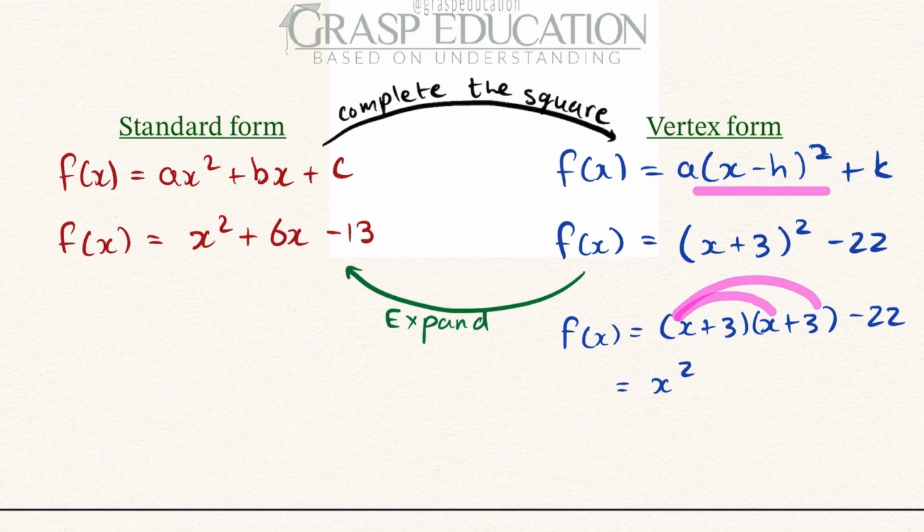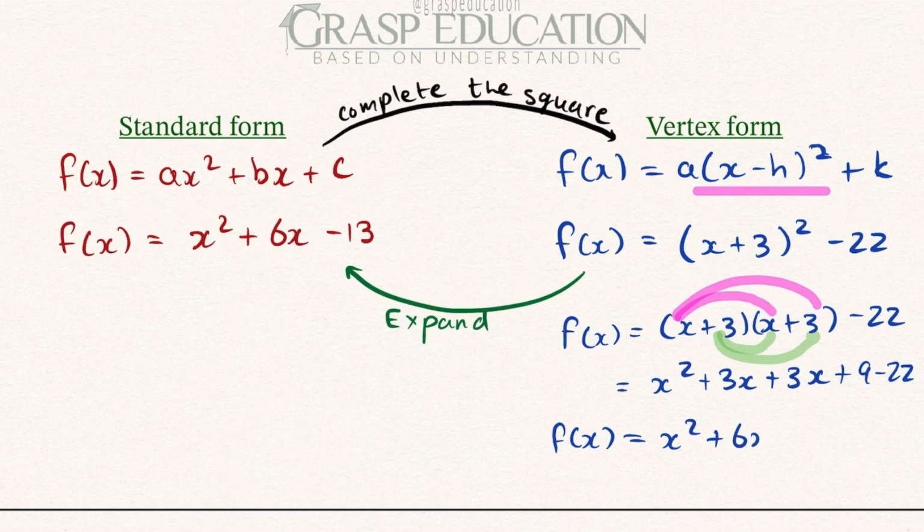So that would be x squared plus 3x, and this would be 3 times x and 3 times 3. 3 times x is 3x, and 3 times 3 is 9 minus 22. So finally, we have f of x is equal to x squared plus 6x and then minus 13, which is exactly what we have on the left-hand side with standard form.